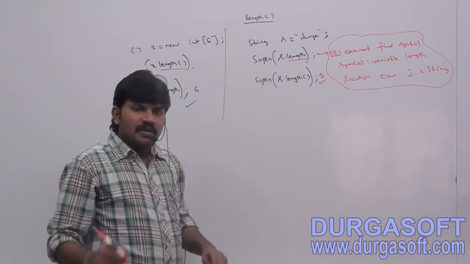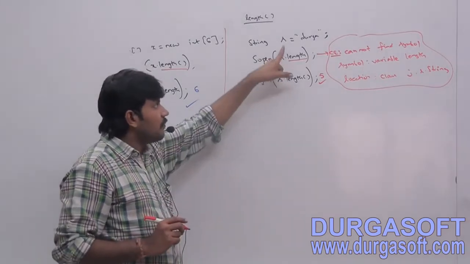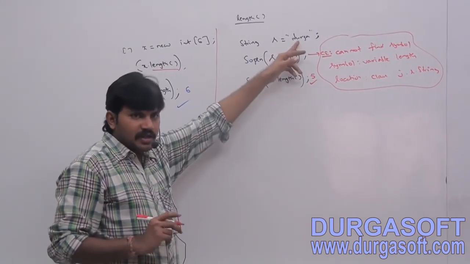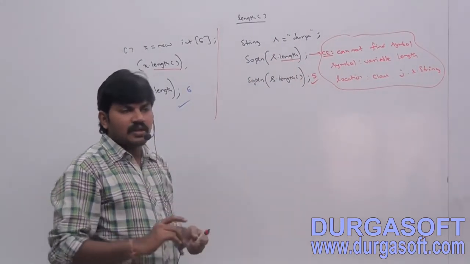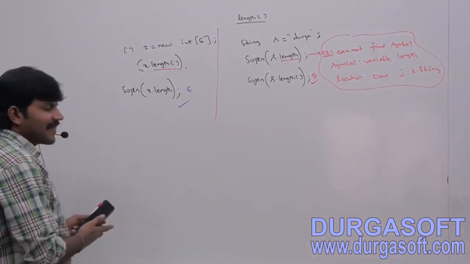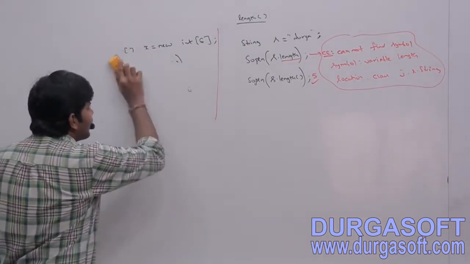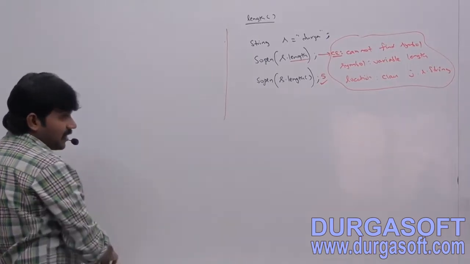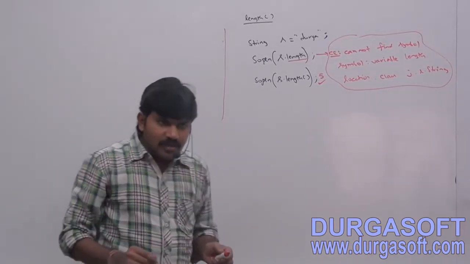Applicable for string objects. Length method returns the number of characters present in the string. Can I use the term that the length method is a final method? Length variable is final, but is the length method a final method?